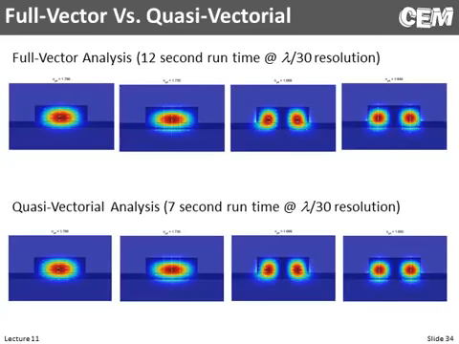So in this case, we did a full vector analysis. It took 12 seconds for a given grid resolution, lambda over 30. Quasi, remember we're running two simulations now, so they each took 3.5 seconds, overall 7 seconds. So we almost halved our run time, and the answers we got are so close to the original that it's really hard to justify even doing the full vector analysis. Unless there's something we know that we have to account for that we know won't come out in a quasi-vectorial analysis, it almost doesn't even make sense to do that.